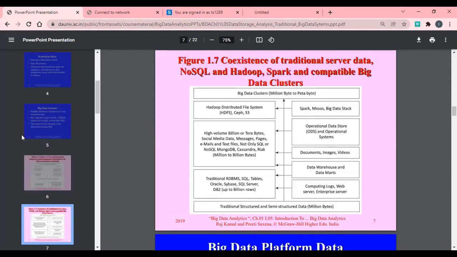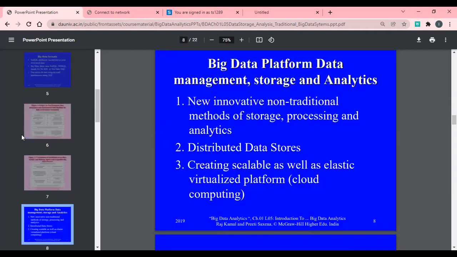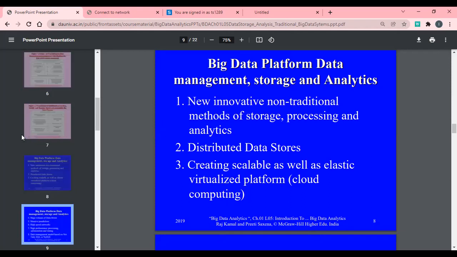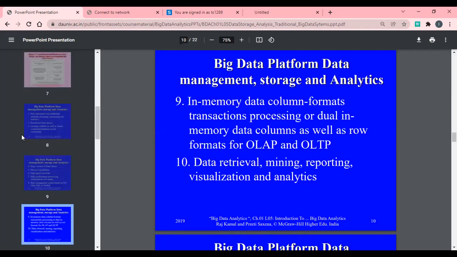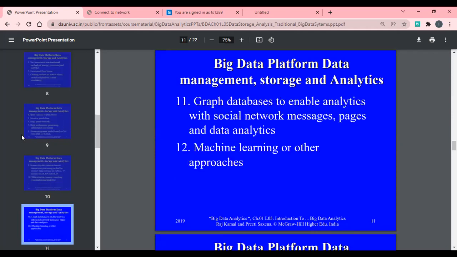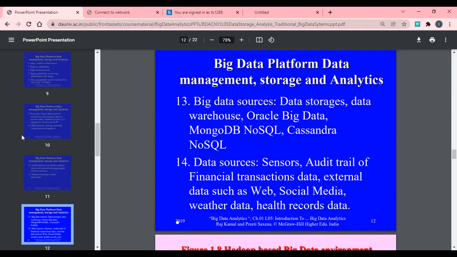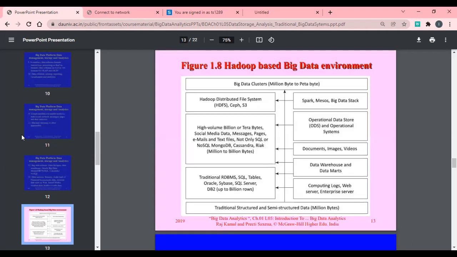So we are using the Hadoop distributed file system. We are storing billions of data in these systems. New innovative non-traditional methodologies are used for big data analytics. Also OLAP and OLTP data retrieval, mining, reporting, and visualization methods are used. Graph databases are used. Machine learning methods are used. On big data sources, we use data sources, data warehousing, and big data. Sensors, financial transactions, web and social media, weather data, and health records are also possible for big data analytics.